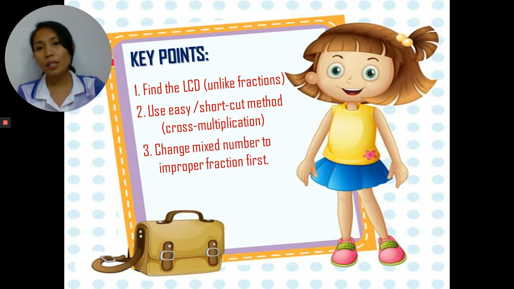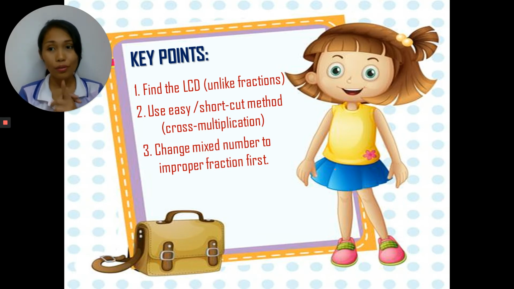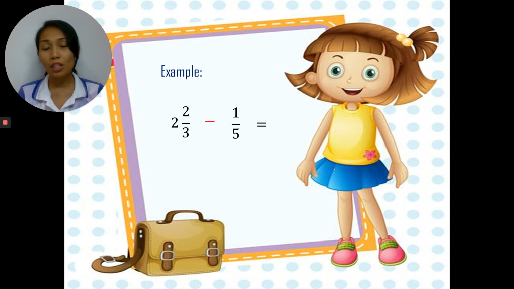Now, the third key point that I want you to think about is: change the mixed number to an improper fraction first, okay? When adding and subtracting fractions, especially if there is a mixed number, you can change the mixed number first to an improper fraction, like this one. There is a mixed number in here. Let's change this into an improper fraction first, like 3.